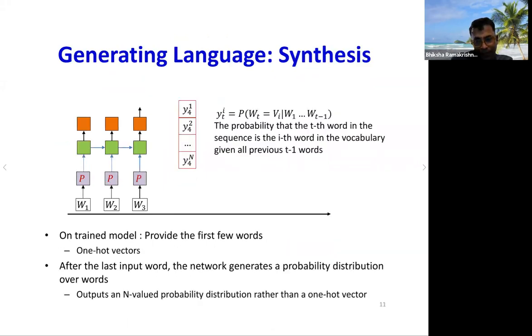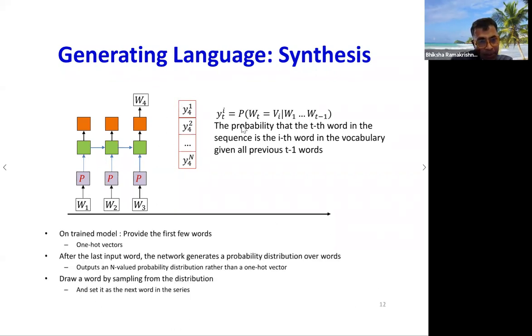So we've seen all of this. And now we come to the most important part that is relevant to today's lecture. That is generating language from the model. Once we have a trained model, we can use it to generate text. We provide the initial few symbols, say the words W1, W2, and W3. And again, these are going to be presented as one hot vectors, which are projected down. After the last word is input, the network will output a probability distribution over all the words in the vocabulary. We will now sample a word from this probability distribution.